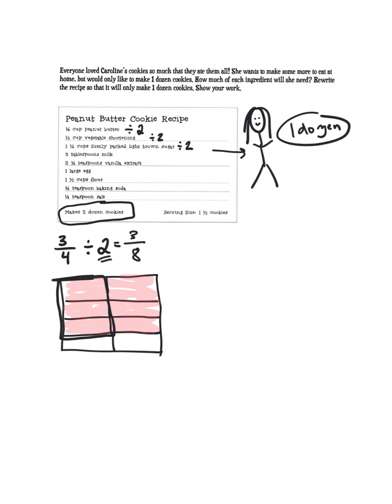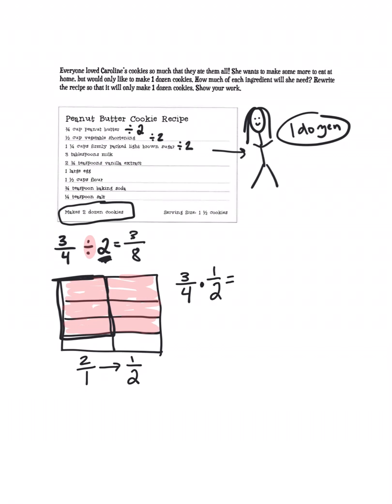Here's another way to solve that. You can multiply by the reciprocal. That means that we're going to take 3/4, that stays the same. Our division is going to change to multiplication, and then we need to find the reciprocal of 2. When we find the reciprocal of a number, the top becomes the bottom, and the bottom becomes the top. So the reciprocal of 2 is 1/2.